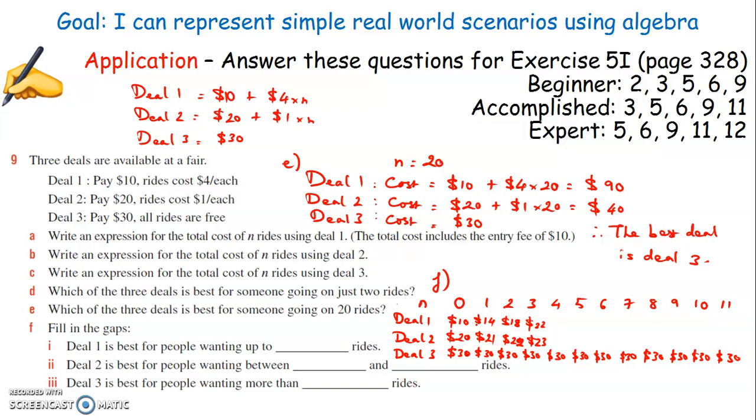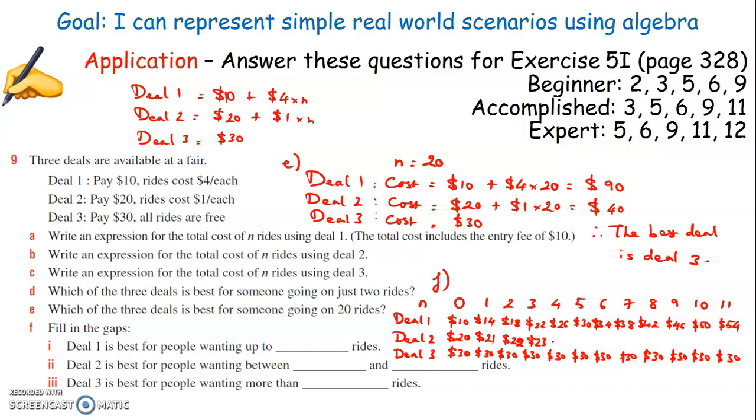Now, you can continue using the formulas to fill out the table here, but at the same time, I can see that each time for deal number 1, it goes up by $4. And that makes sense because each of the rides costs $4. So the more rides you go on, the more it's going to cost. So this is going to be 26, next one's going to be 30, then 34, 38, 42, 46, 50, and 54.